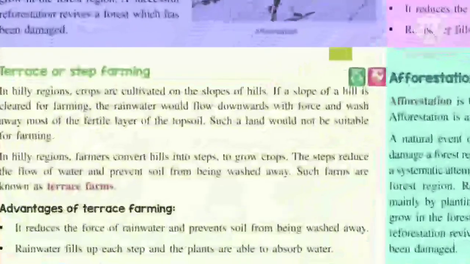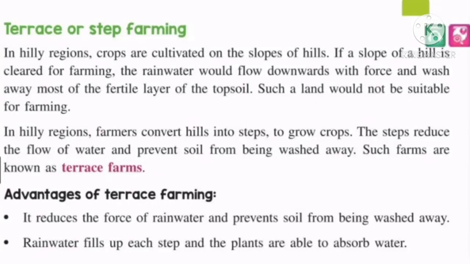Now, the next topic is terrace or step farming. In hilly regions, crops are cultivated on the slopes of hills. If a slope of a hill is cleared for farming, the rainwater would flow downwards with force and wash away most of the fertile layer of the topsoil. Such land would not be suitable for farming.